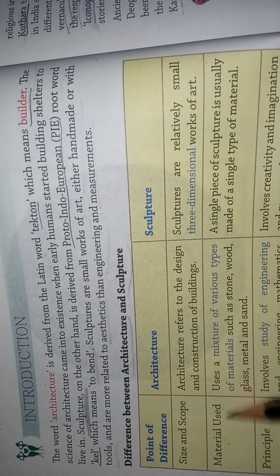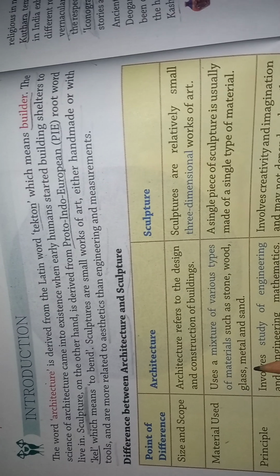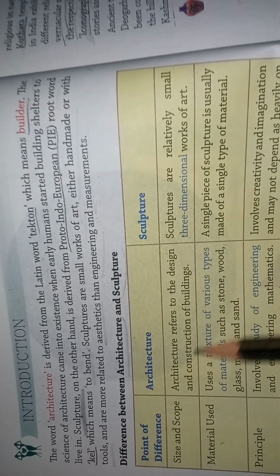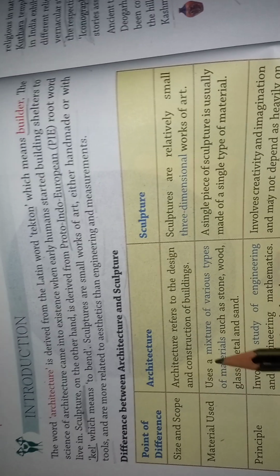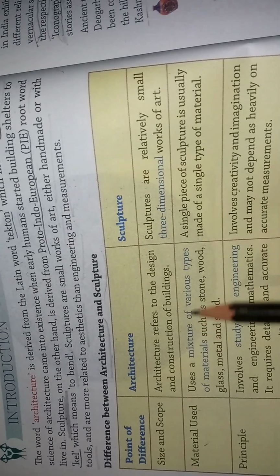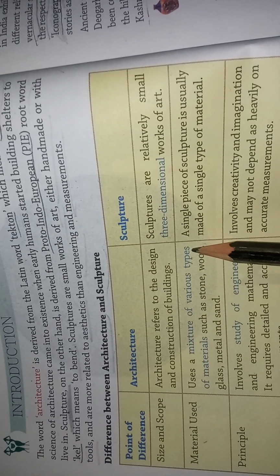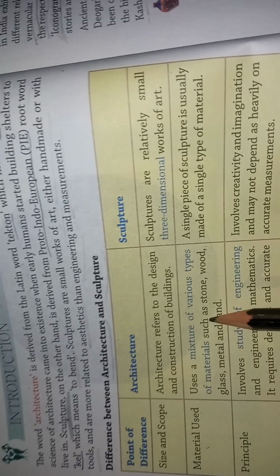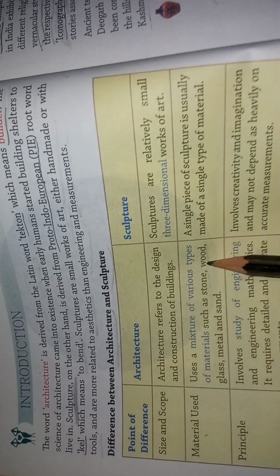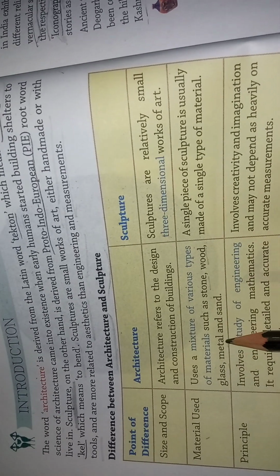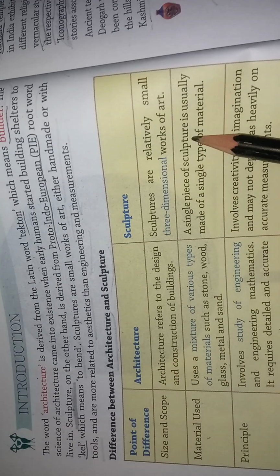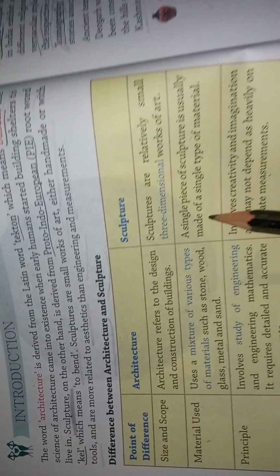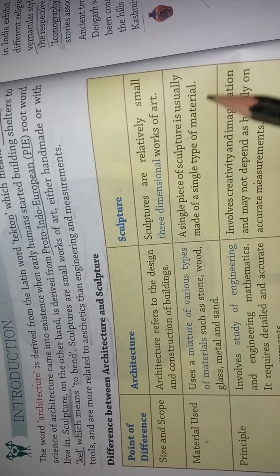Material used. Architecture uses a mixture of various types of materials such as stone, wood, glass, metal, and sand. A single piece of sculpture is usually made of a single type of material.